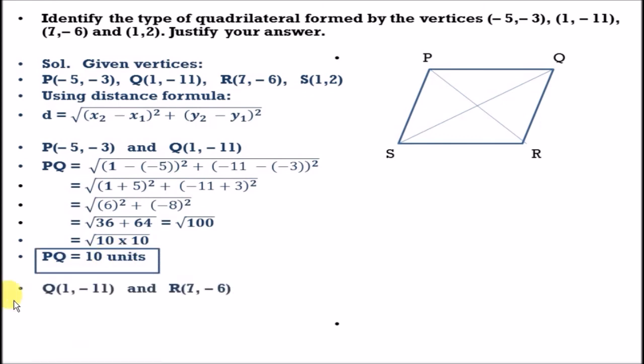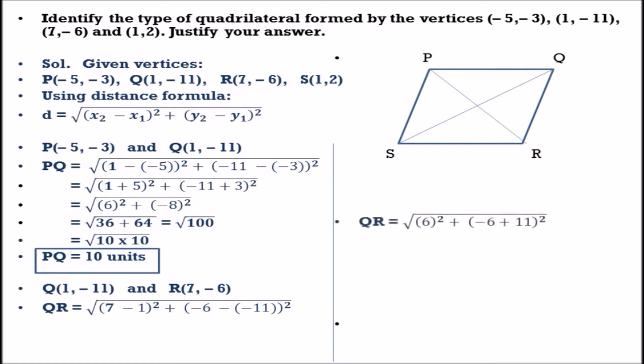Next side now. The coordinates are Q (1, -11) and R (7, -6). So the distance QR equals the square root of (7 - 1) whole square plus (-6 - (-11)) whole square, the coordinates of R subtracting the coordinates of Q. QR equals under root (7 - 1) = 6 square plus (-6 - (-11)) = plus 11, whole square.